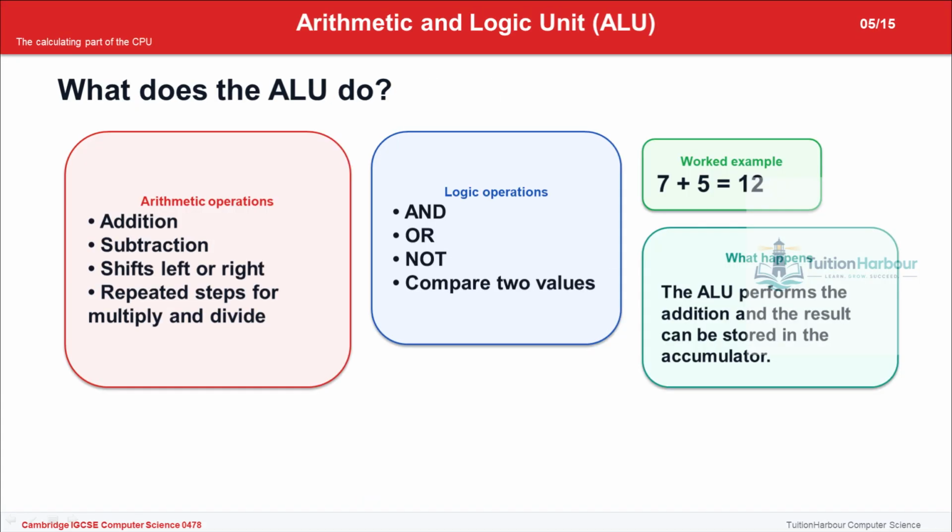Arithmetic and logic unit. The ALU carries out arithmetic operations such as addition and subtraction. It also performs logical operations such as AND, OR, and NOT. For example, when the computer calculates 7 plus 5, the ALU produces the answer 12.